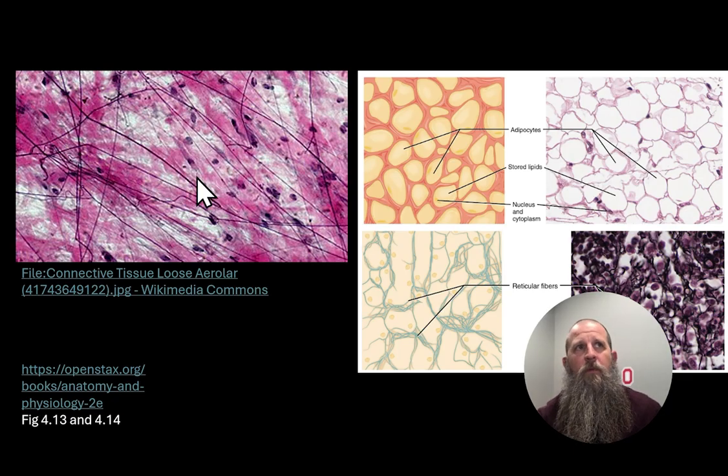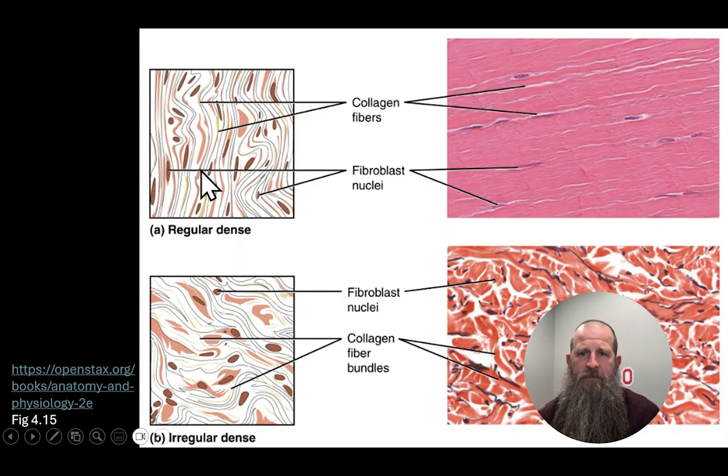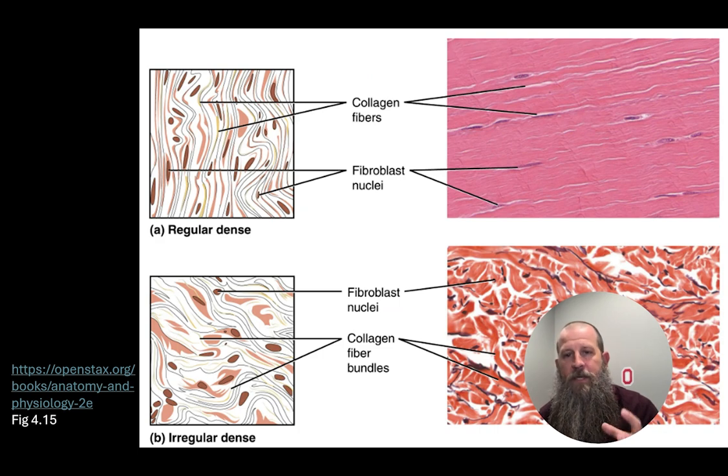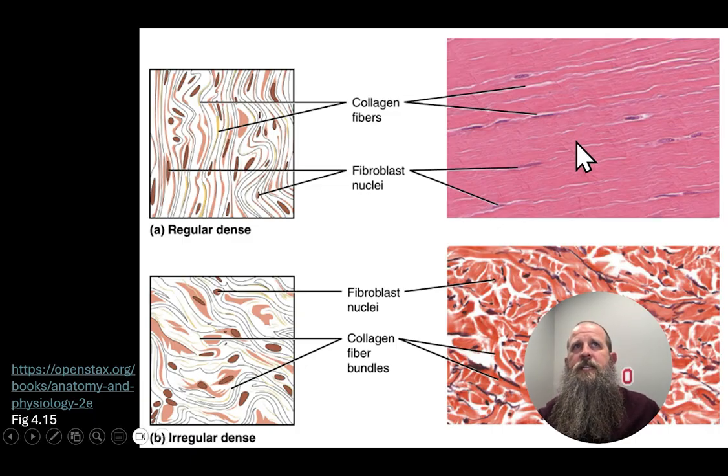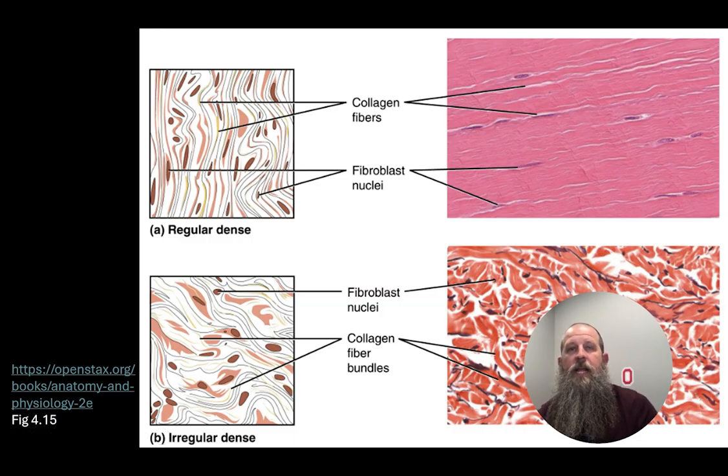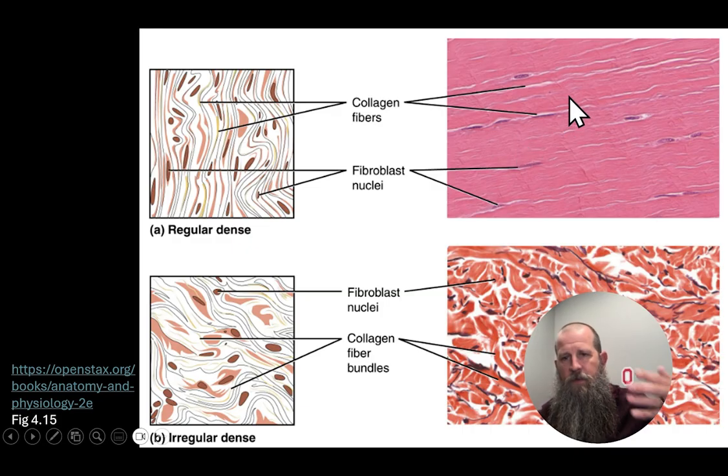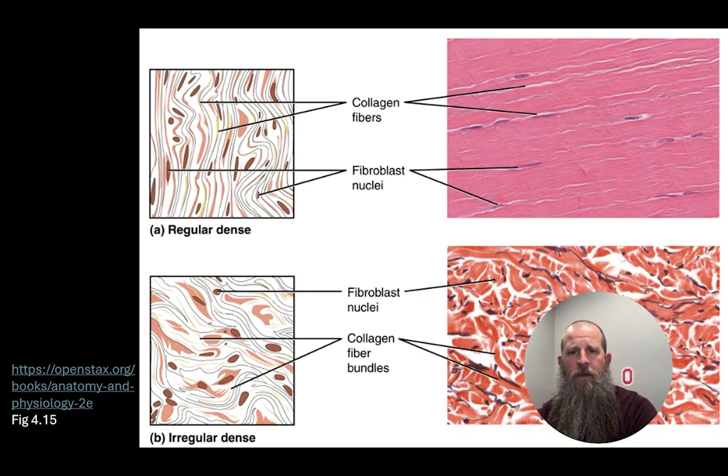Okay, now what we can also look at is our dense connective tissues, right? There's our dense regular, our dense irregular, and then we have our elastic connective tissue. Elastic connective tissue isn't shown here, but we can see the difference between our dense regular connective tissue and our dense irregular connective tissue. Okay, so notice in our dense regular connective tissue, these collagen fibers are all running parallel to one another. They all run in the same direction. Whereas down here, those collagen fibers run in all sorts of directions.